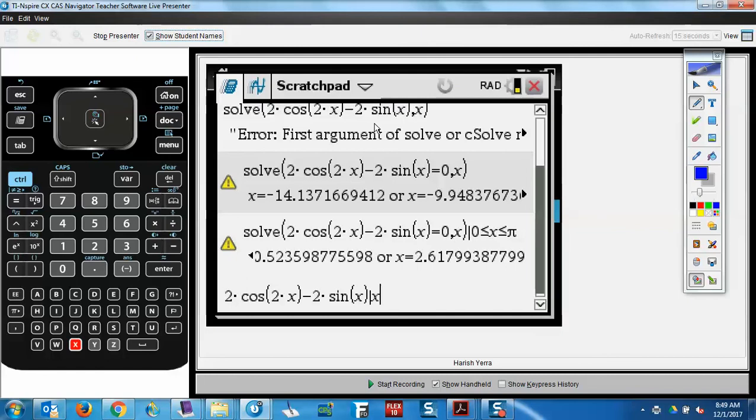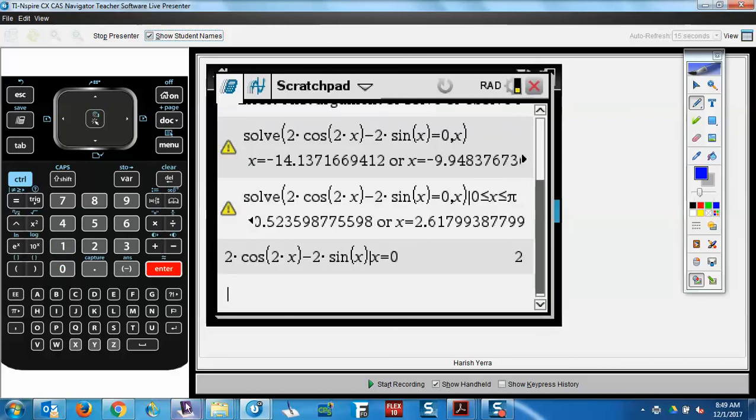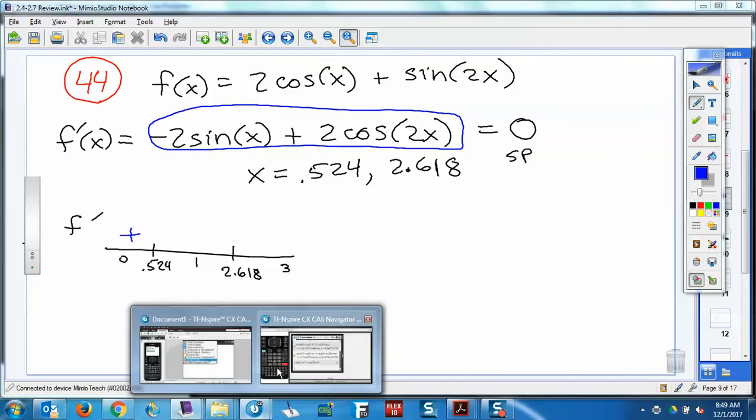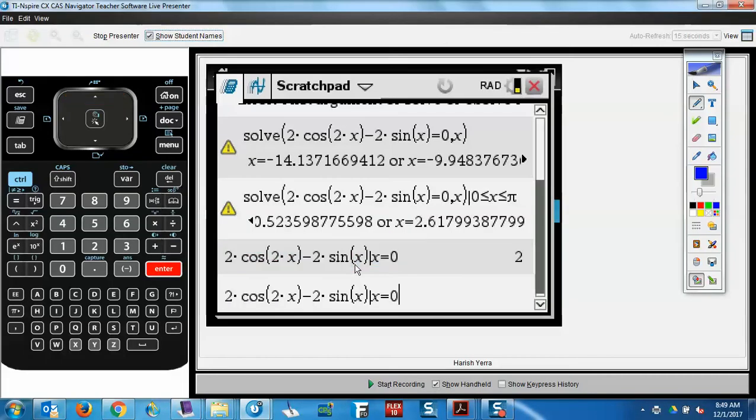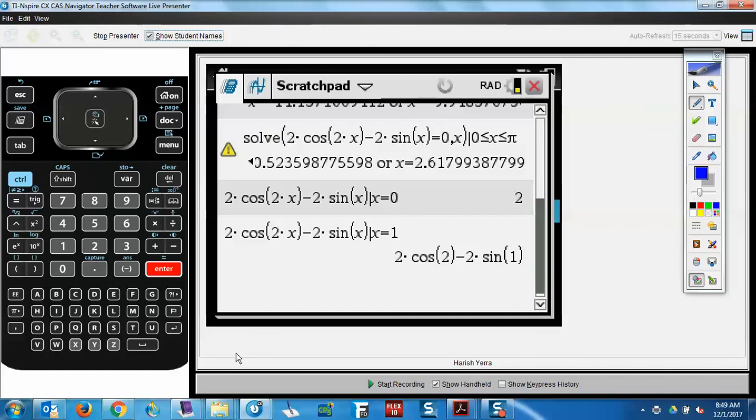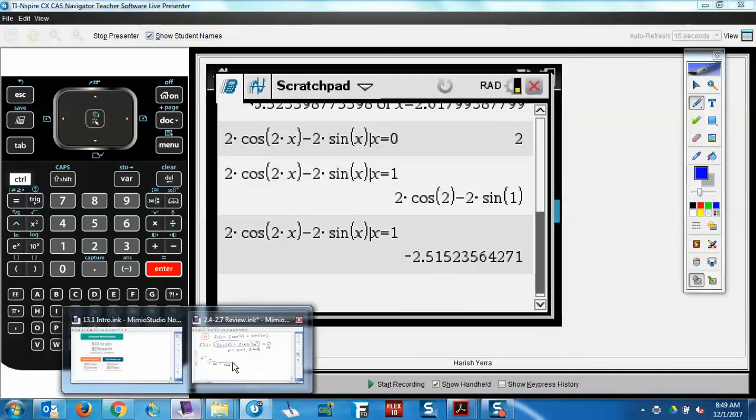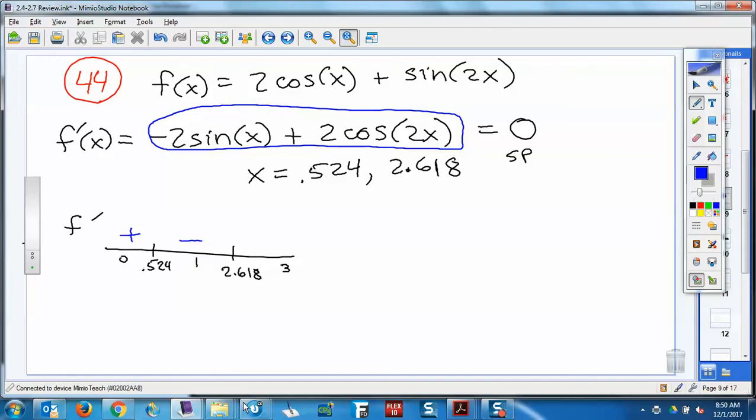Remember, no solve here, though. We're not solving anything right now. We're just plugging in a 0. Now, we could have done that easily without the calculator. So that was a positive. Okay, then we're going to go back, and now we want to plug in a 1. And that is, better hit Control Enter. That's negative. And then we want to plug in a 3.